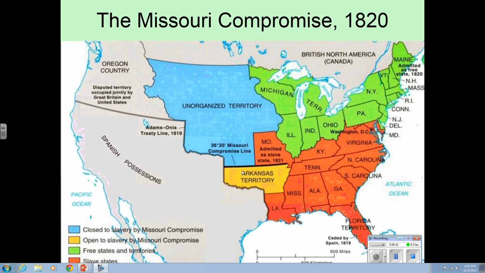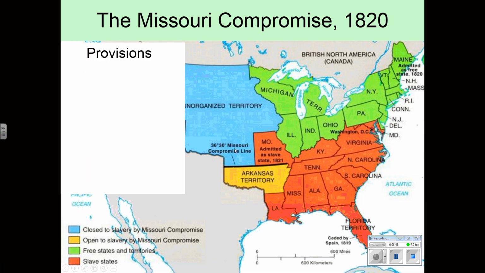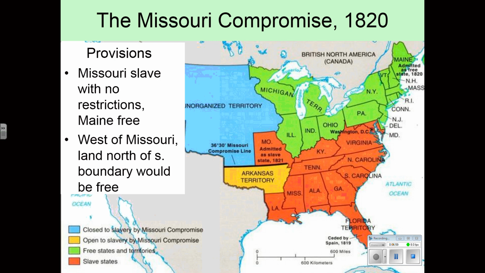That was the compromise, and this territory would eventually be the state of Arkansas and part of the state of Oklahoma. Now, if we look at the provisions of the Missouri Compromise, Missouri is a slave state with no restrictions. That means the Talmadge Amendment is defeated, and Maine is a free state. Now, as I said, west of Missouri, this area north of this line, which is 36 degrees 30 minutes of latitude, this blue area here would be closed to slavery, and this yellow area here would be open to it.